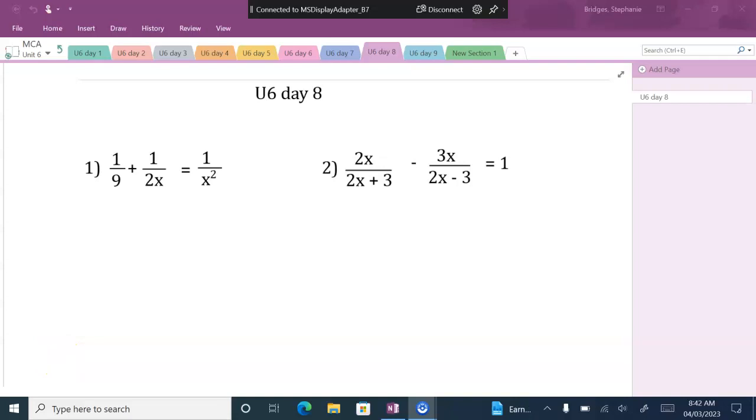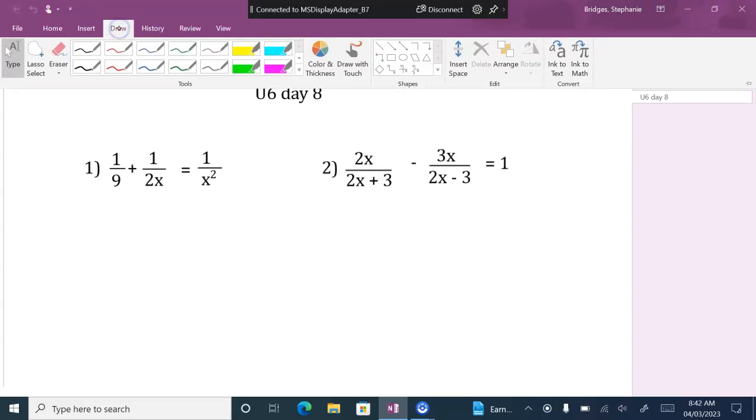All right, so if we're starting with number 1, I've got 1 over 9 plus 1 over 2x equals 1 over x squared. The very first thing our steps told us on Friday was to factor any and all denominators that can factor. So take a look at your denominators. I've got a 9, I've got a 2x, and I've got an x squared. Can any of those factor? No. Okay. Second step was, if we needed them, to state our restrictions.